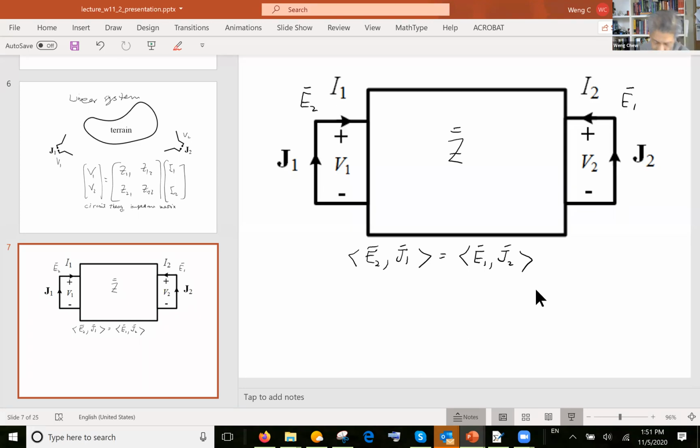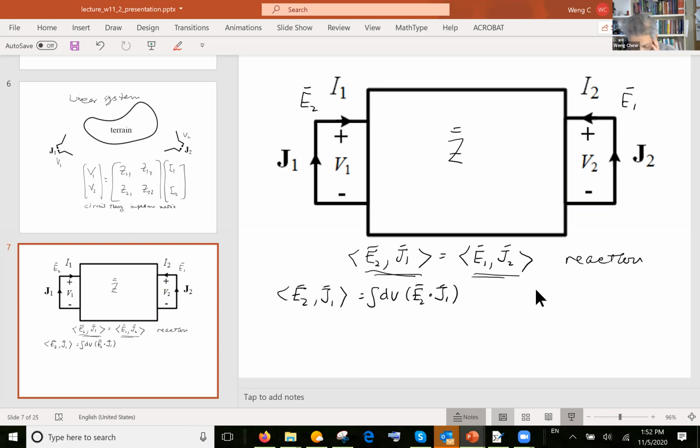So you can calculate this inner product, which is also called a reaction between the current and the field, and the two should be equal by the reciprocity theorem. Let's calculate this more carefully. Let's look at what E2, J1 is. E2, J1 would be equal to the volume integration of E2 dot with J1.